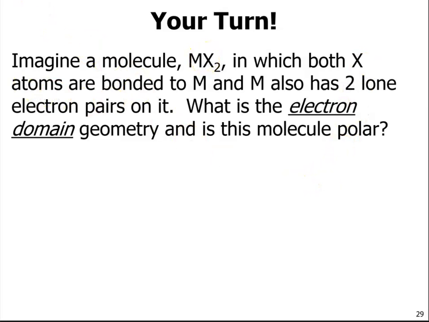Here we actually have the same molecule, MX2, in which both X atoms are bonded to M, and M also has 2 lone pairs on it. What is the electron domain geometry of this molecule? Answer that and bring that to class or post on Blackboard.